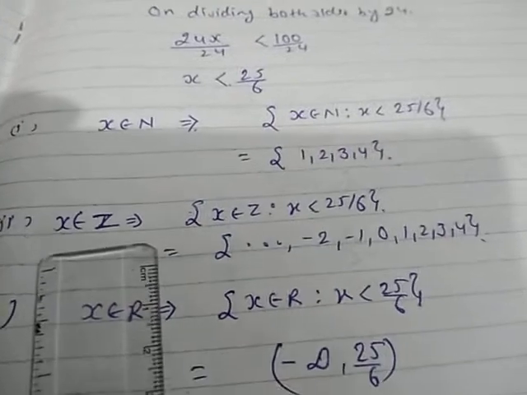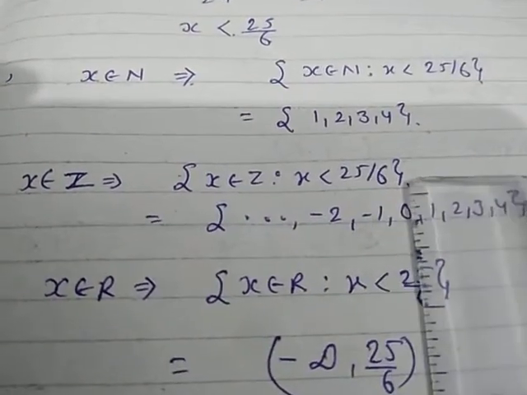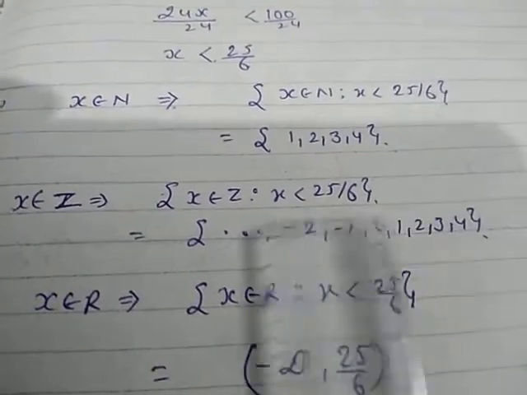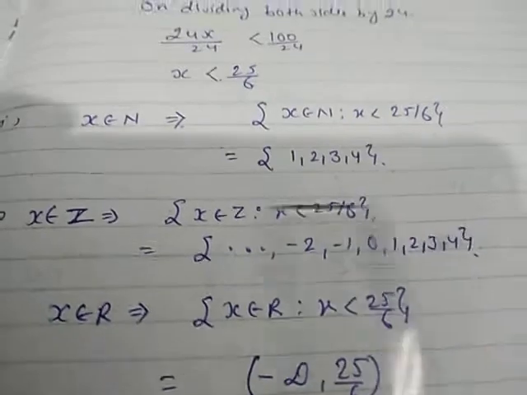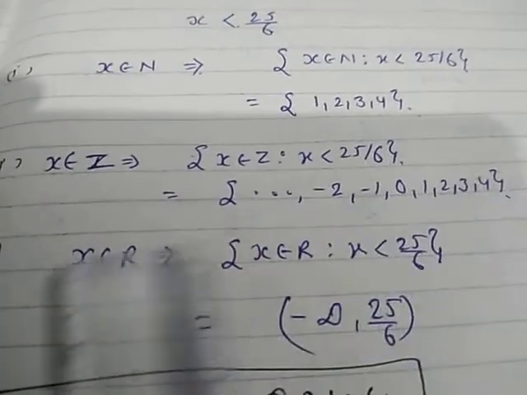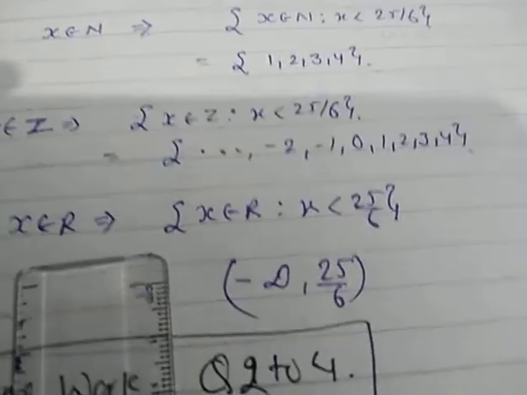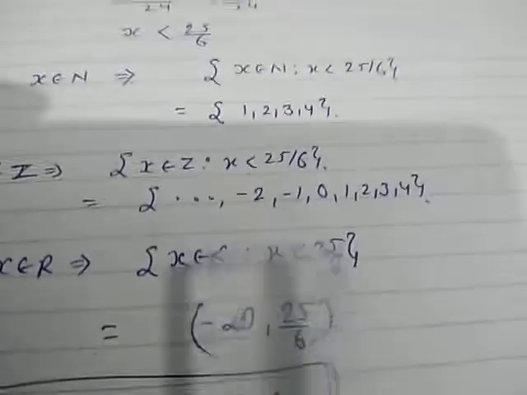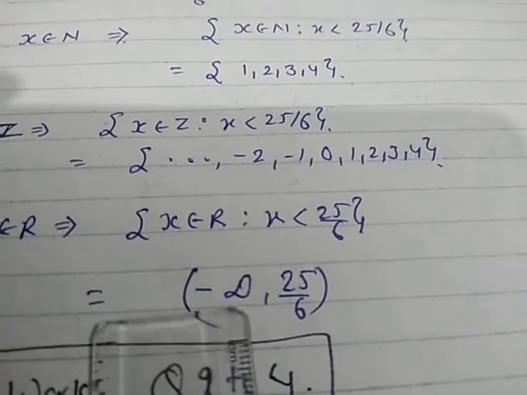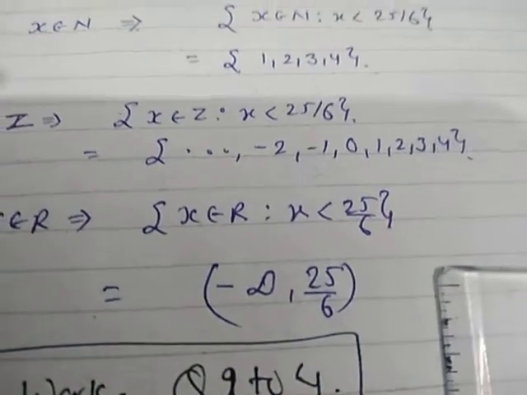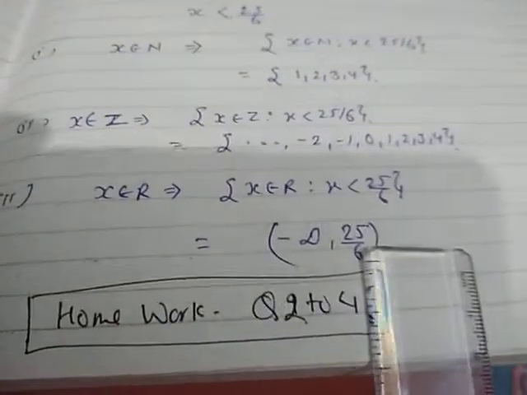If x belongs to integer, the solution set is under curly braces x belongs to integer such that x is less than 25 by 6. Integers include negative values: dot dot dot, minus 2, minus 1, 0, 1, 2, 3, 4, under curly braces. But if x belongs to real number, the solution will be under brackets. Since it is strict inequality, less than, an open bracket is valid: open bracket of minus infinity to 25 by 6.